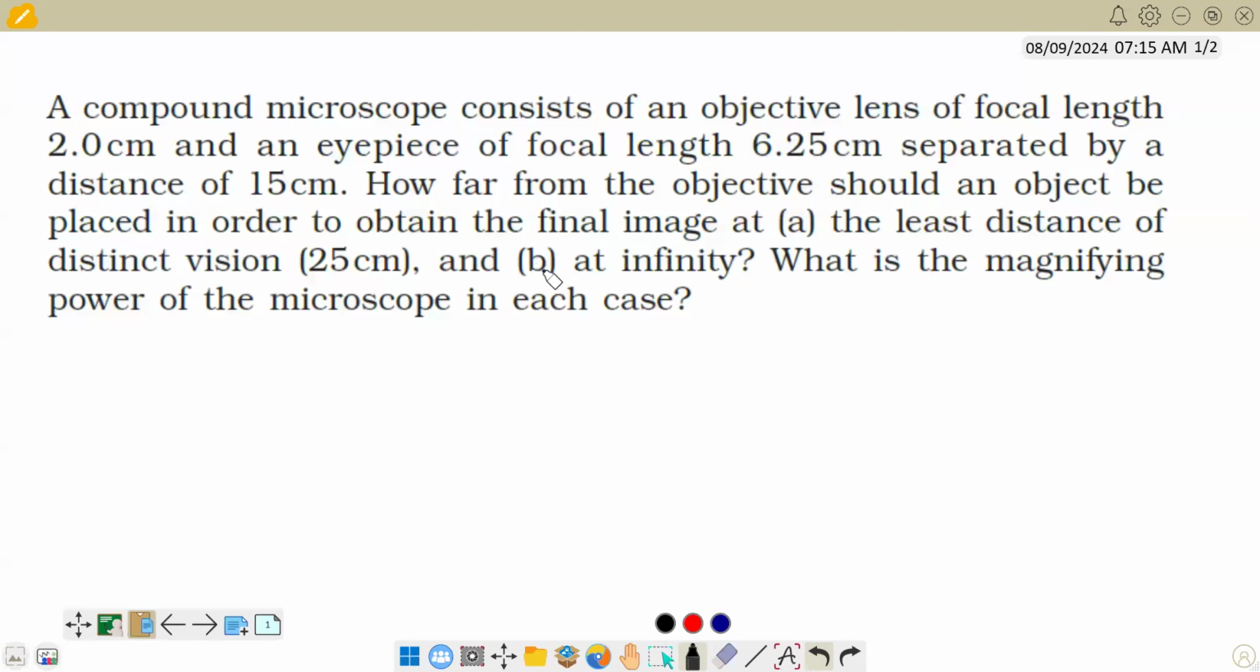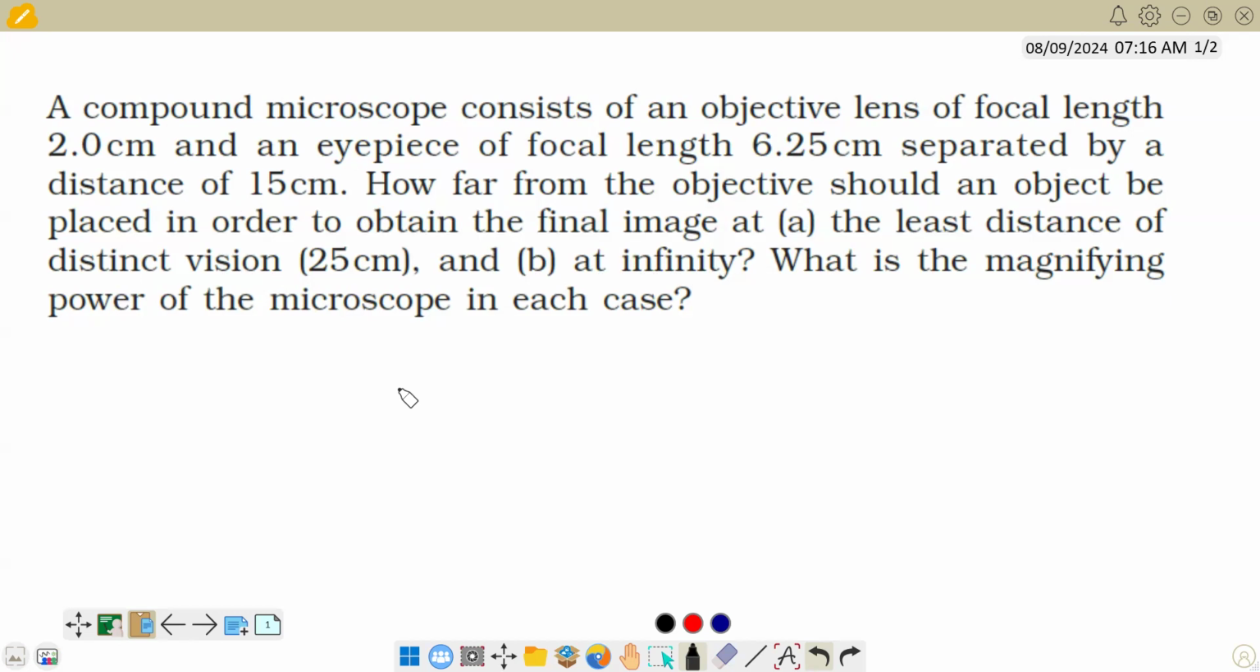Hello students, the question says a compound microscope consists of an objective lens of focal length 2 centimeters and an eyepiece of focal length 6.25 centimeters separated by a distance of 15 centimeters. How far from the objective should an object be placed in order to obtain the final image at the least distance of distinct vision and at infinity? What are the magnifying power of the microscope?